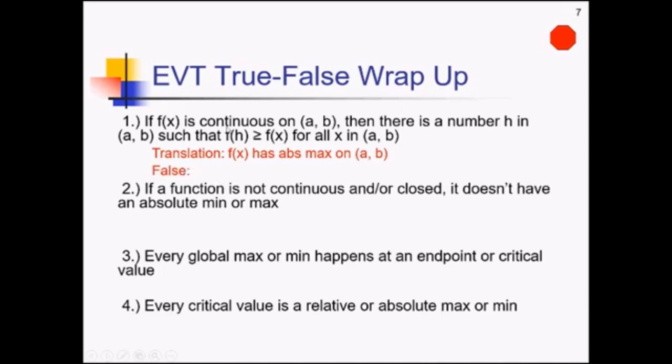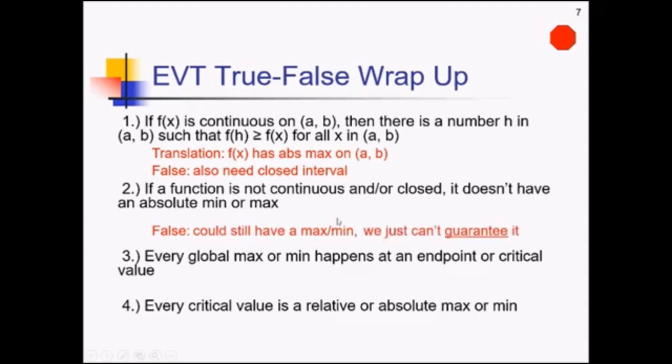Continuity is not enough. We saw that you also have to have a closed interval. So moving on to the next one: if a function is not continuous and/or closed, it doesn't have an absolute max or min. That's actually also false. It might still have a max or min, but we're just not guaranteed to be able to find one. It's all about being able to guarantee it.